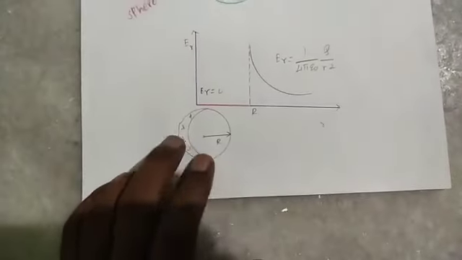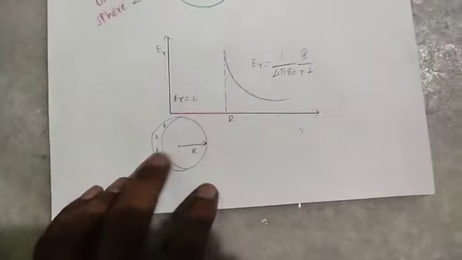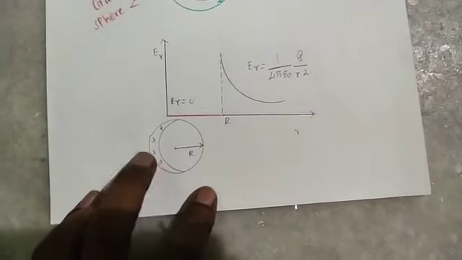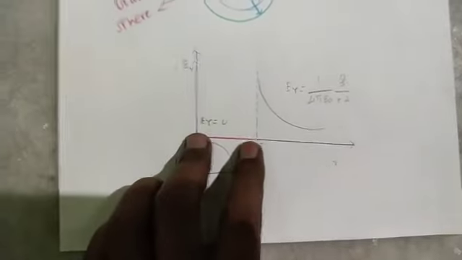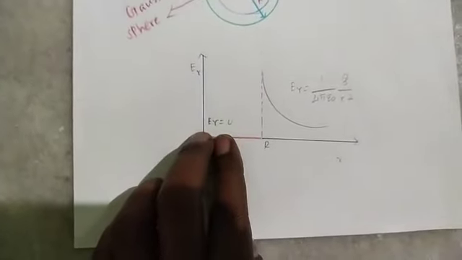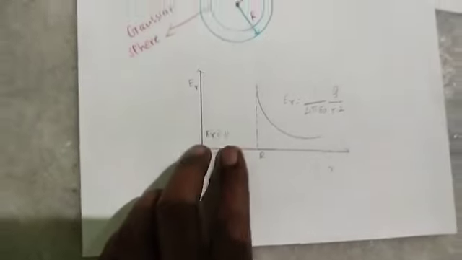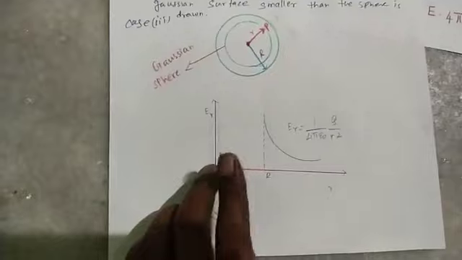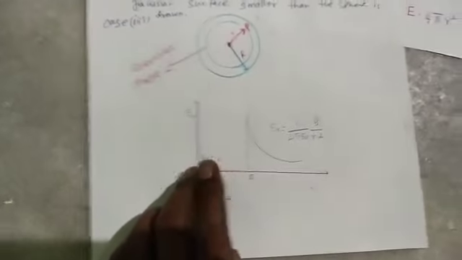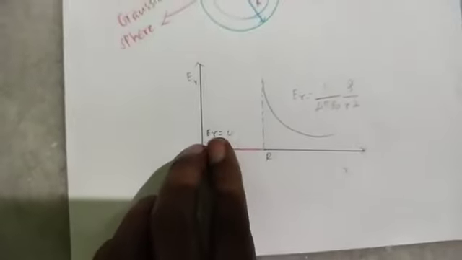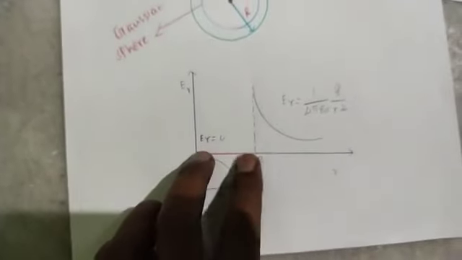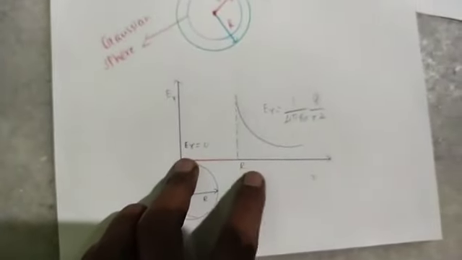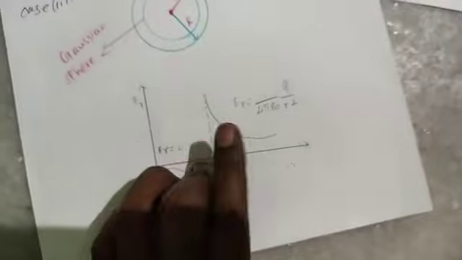This is the spherical surface diagram. This is R, the charged sphere. Here the electric field will be 0 because there is no charge inside the Gaussian surface. So E of r is equal to 0 in this red region. But beyond that point the field increases. The graph is drawn, a very important graph.